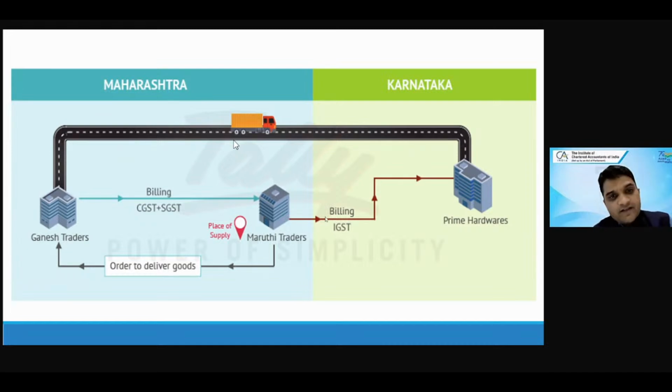There are two bills generated. Correct. In a bill to ship to transaction, there are two transactions, so two bills will always be raised. For raising that bill, we have to see who is billing it and what is the place of supply from his perspective. From Ganesh Traders' perspective, the place of supply will be Maruti Traders. And from Maruti Traders' perspective, it will have to see what is the place of supply for its transaction with Prime Hardwares. So for two transactions, there will be two different e-way bills.